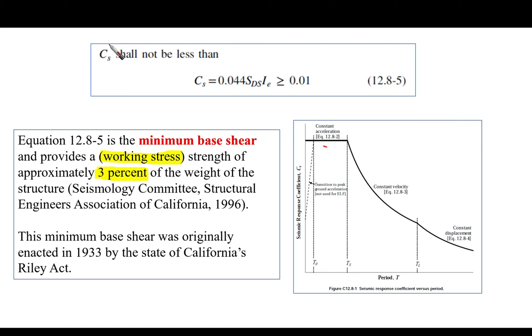However, we need to put some limitation. There is some lower limit. Our base shear should not go lower than a certain value. So they found that this value, which is 0.044 SDS IE, should be the lower value. And actually it has a history.